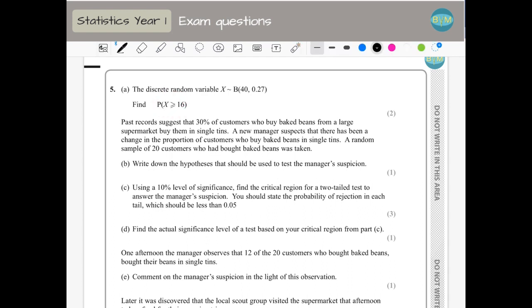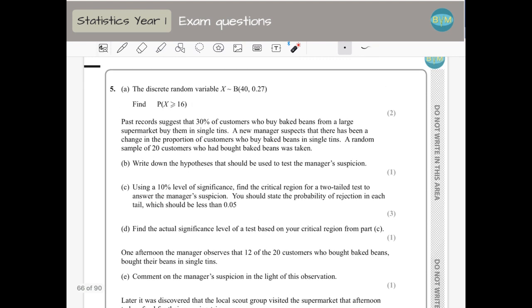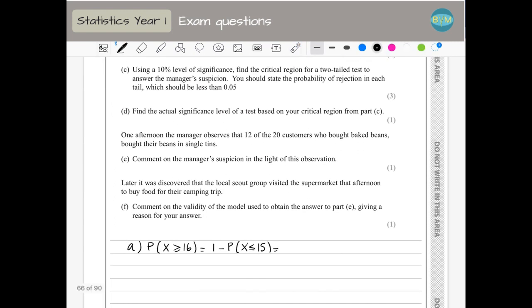To find X greater or equal than 16, remember I don't have that in the calculator or in the tables if you prefer to use them, so I have to rewrite the question as 1 minus the probability of X less than that. I can find this in the calculator when n is 40, x is 15, and p is 0.27, and I subtract from 1.